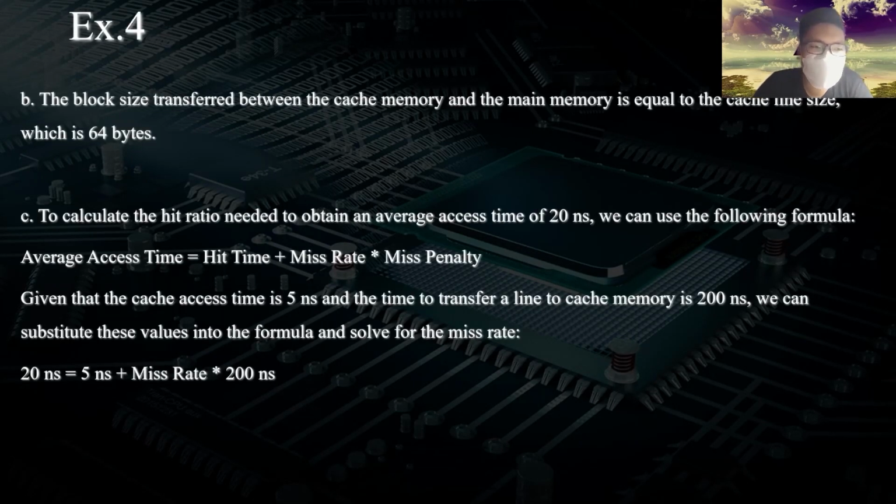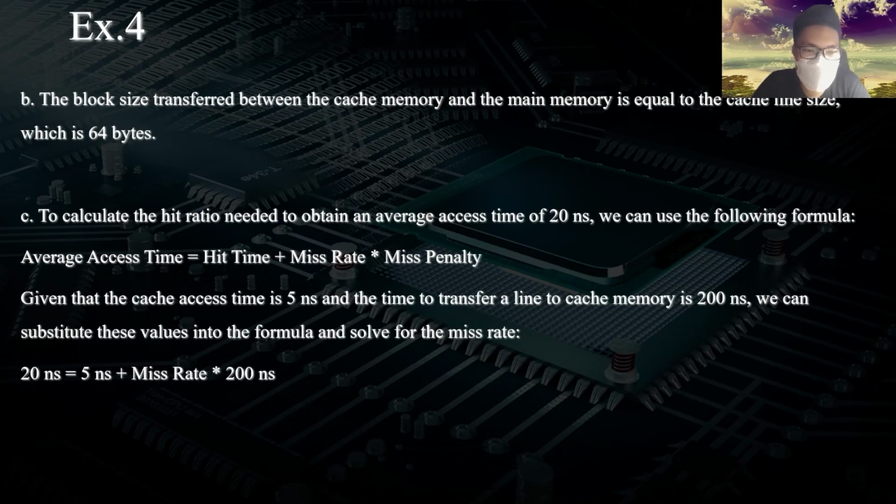Exercise 4, Part B. The block size transferred between the cache memory and the main memory is equal to the cache line size, which is 64 bytes, and the task is to calculate the hit ratio needed to obtain an average access time of 20 ns. We need to use the following formula. Average access time equals hit time plus miss rate multiplied by miss penalty.